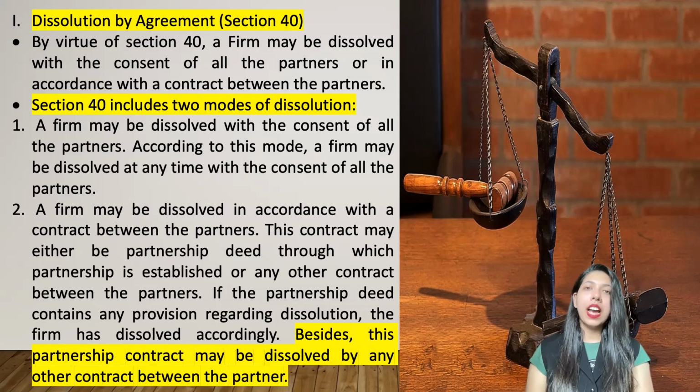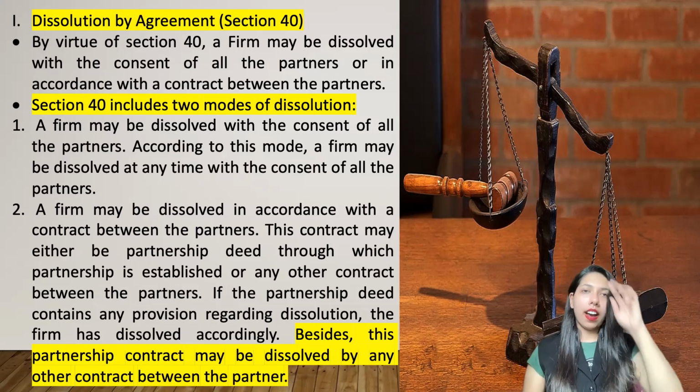The meaning is that there should be consent of all the partners. Imagine there are 6 partners. Then all the 6 partners should give their consent to wind up the business of the firm. Or, it can be wound up in accordance with the contract between the partners. For example, if the contract was for 2 years, then after the completion of 2 years, we can dissolve or wind up the firm. So this is based on the agreement.